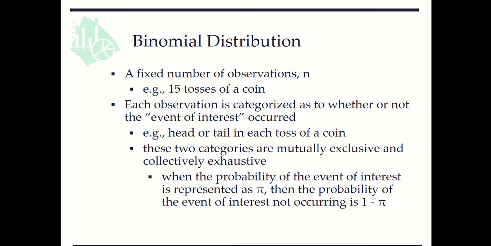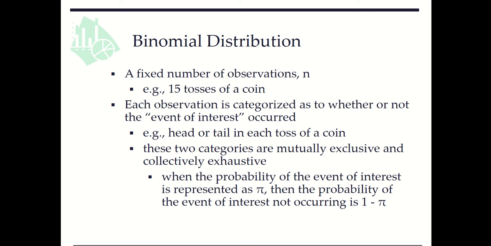In this video clip, we learn some basics of the binomial distribution. In a binomial distribution, we consider a problem with a fixed number of observations, denoted by n. For example, 15 tosses of a coin. Each observation is categorized as to whether or not the event of interest occurred. For example, head or tail in each toss of a coin.